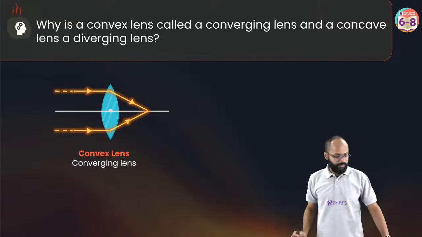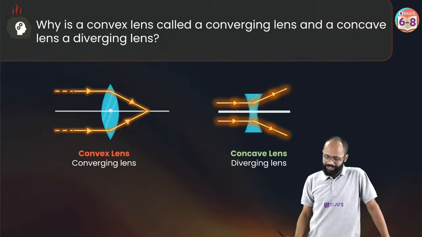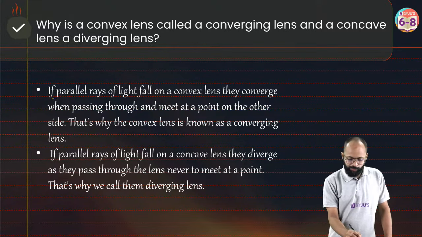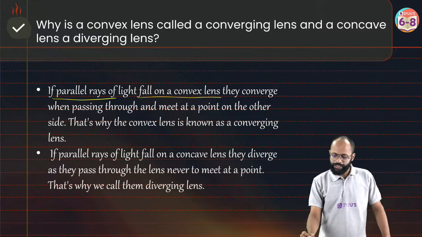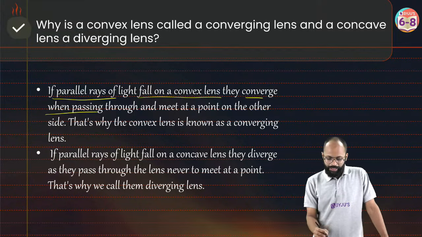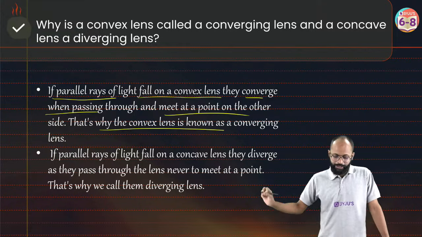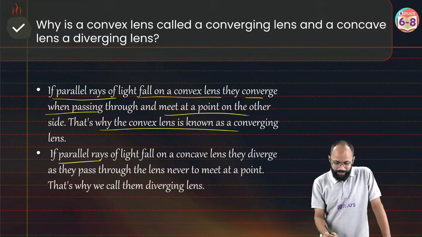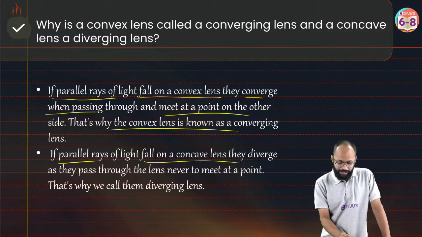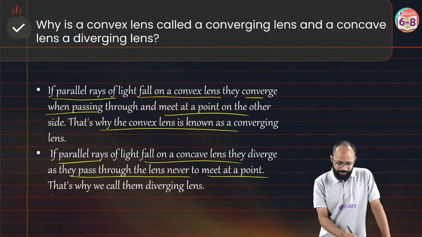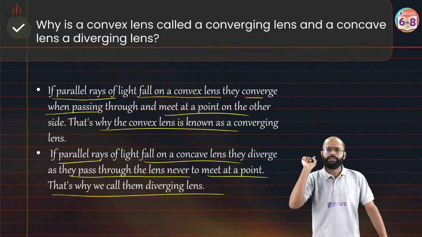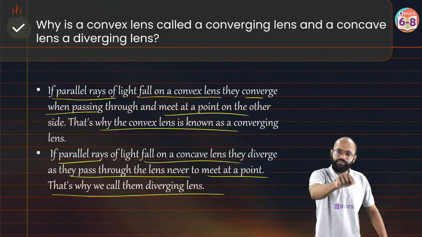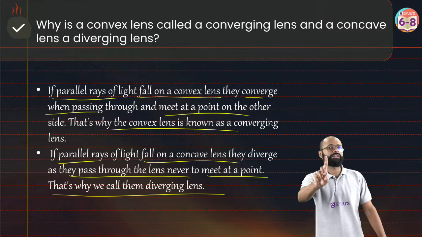Right? So convex lens, converging lens, because it converges light rays. This is concave lens, diverging lens. It diverges the light rays. Simple, right? How to write it? Kaise likhna hai? If parallel rays of light fall on a convex lens, they converge when passing through and meet at a point on the other side. That's why the convex lens is known as a converging lens. Simple answer. Theek hai? Similarly, you can write for concave. If parallel rays of light fall on a concave lens, they diverge as they pass through the lens, never to meet at a point. That's why we call them a diverging lens. Easy. What happens to the parallel rays will define if it is a converging lens or a diverging lens. Okay? Not just the shape.